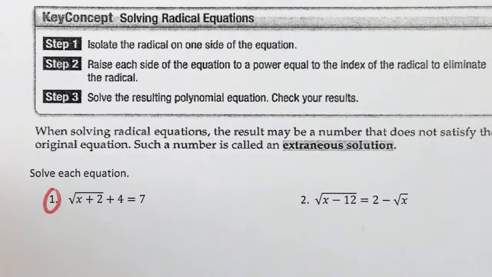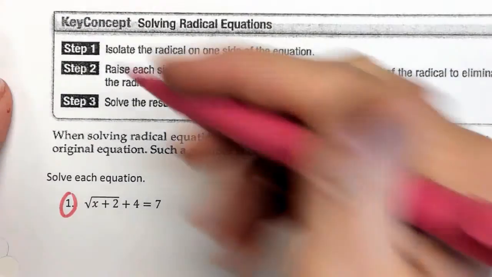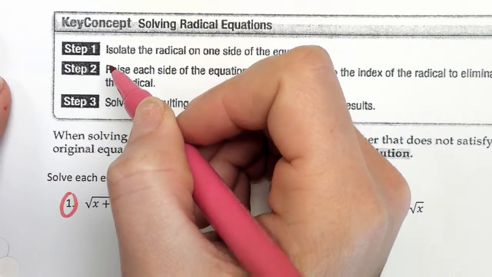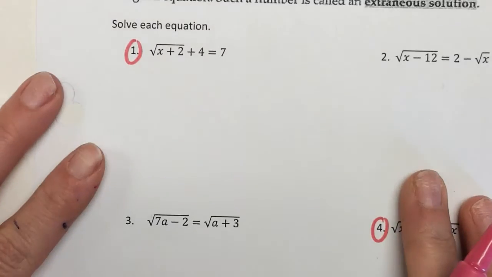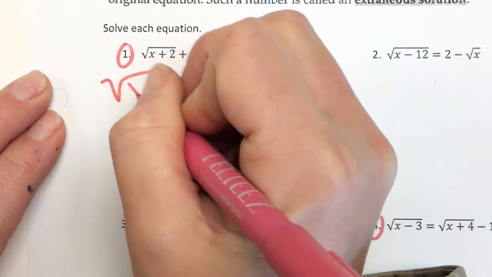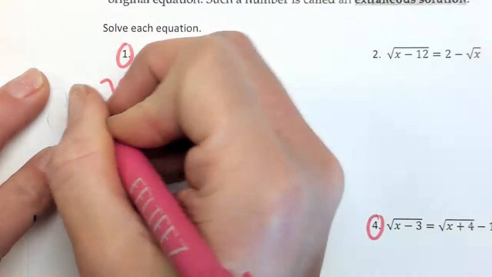Bryant, read step 1 for me. Isolate the radical on one side of the equation. Alright, what does that mean? Yeah, the radical isolated. Good. Like number 1, is it isolated? No. We have to do what? Good. So x plus 2 equals what? Yes, that's step 1.